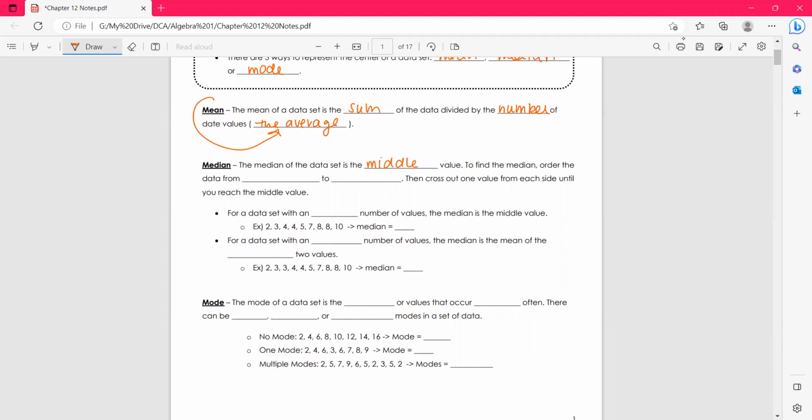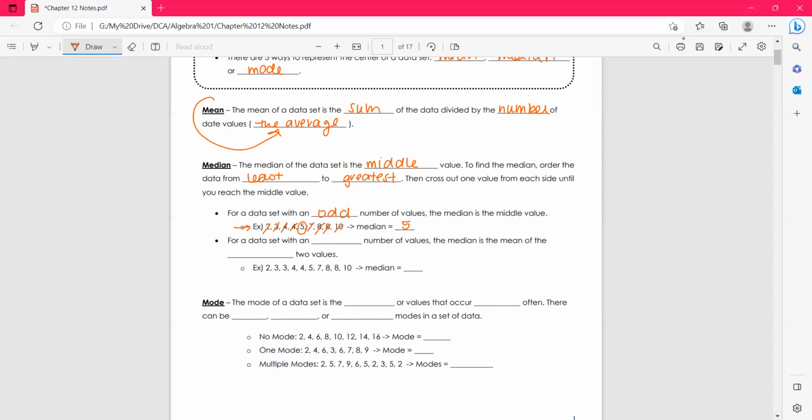So this is literally, if you order, and they're going to say this next, to find the median, order the data from least to greatest. Once you order it, you literally have to find the very middle point. Cross out one value from each side until you reach the middle value. For a data set with an odd number of values, the median is the middle value. So watch how we do this. Notice this data set is ordered from least to greatest, and I'm going to cross out. So I go 2, 10, crossed out each side. 3 and 8, cross those out. 4, 8, cross those out. 4, 7, cross those out. The very middle value is our median. So odd number there, the very middle value is the median.